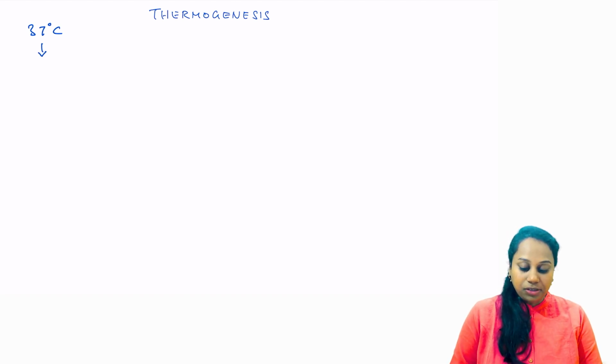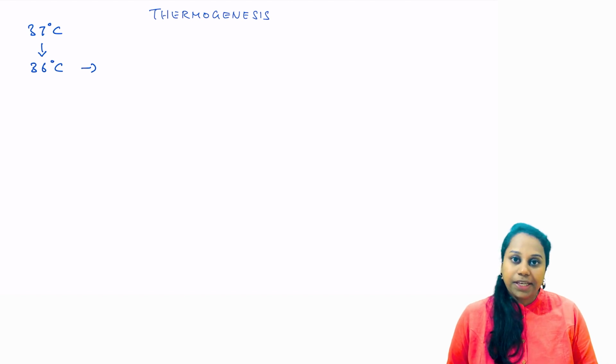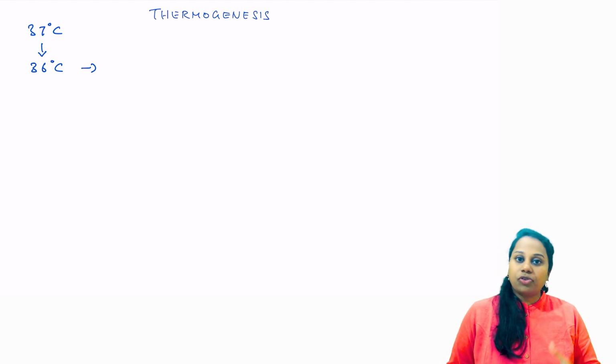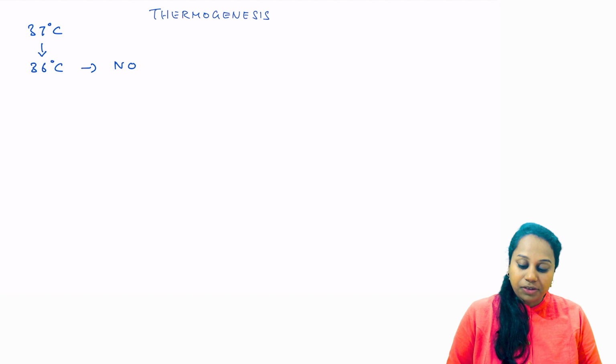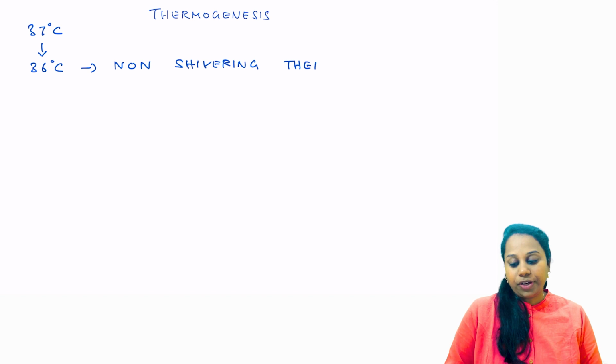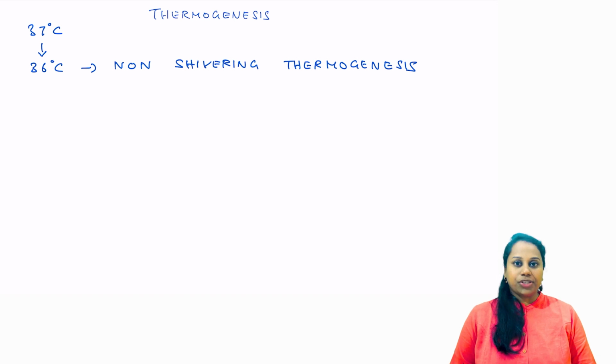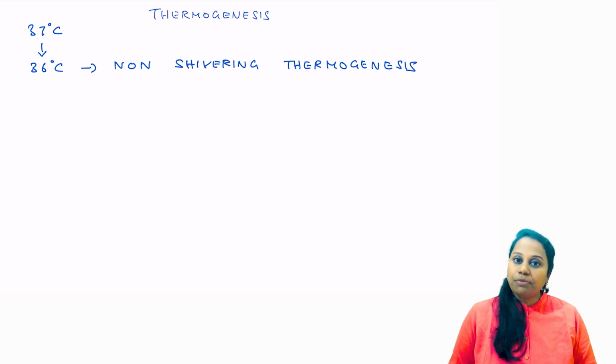Body temperature is normally 37 degrees Celsius. When this falls to 36 degrees C, then you have to produce heat. Body temperature is falling. To balance for this, you should produce heat. This we call non-shivering thermogenesis. What is non-shivering thermogenesis? Without shivering itself, we can produce heat.